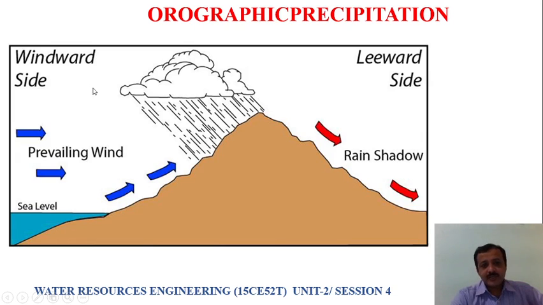When these air masses strike the mountain, the warm air gets cooled and condensation takes place. Because they can't move further, the condensation takes place and then results in rainfall. This is called the windward side, this is the leeward side. Whenever the wind moves in this direction, the clouds move here and they get condensed and result in rainfall. 70% of rainfall in India is the result of this orographic precipitation.